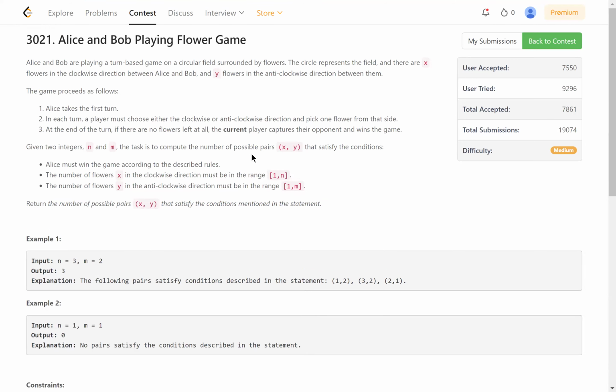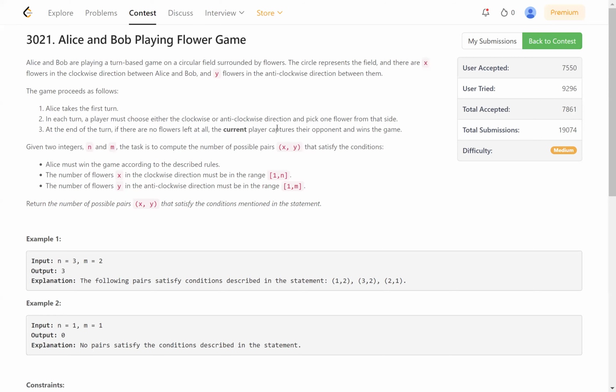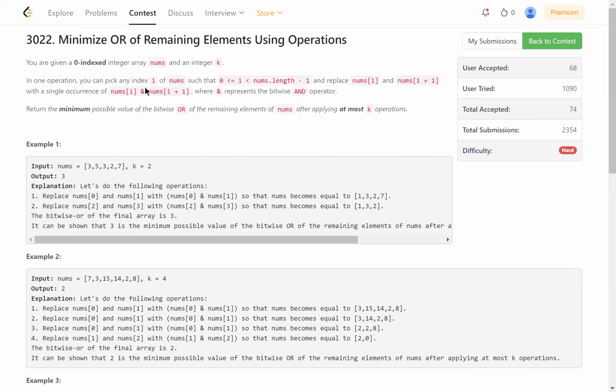So that's it for the second problem. Now we will see the third problem. Sorry, this is the third problem. Now we will see the fourth problem. Yeah, this is the fourth problem. We will talk only about the intuition of this. I have not solved it yet. And once I solve this, I will add the link of my submission into the description.